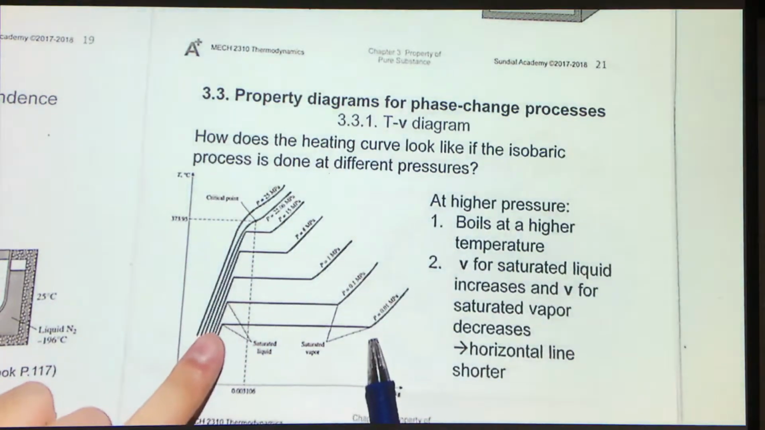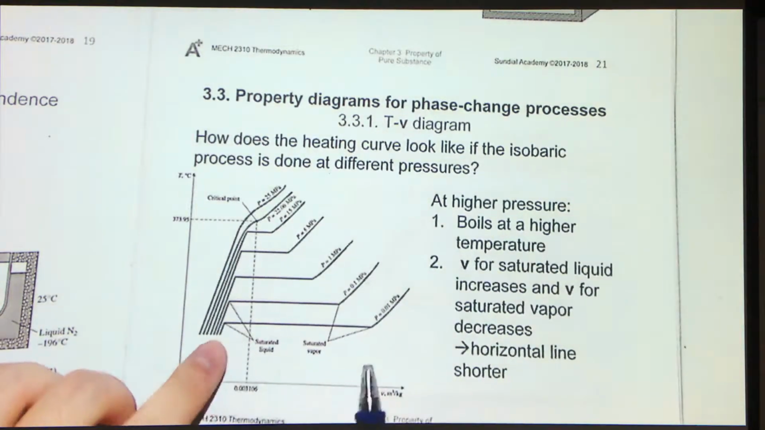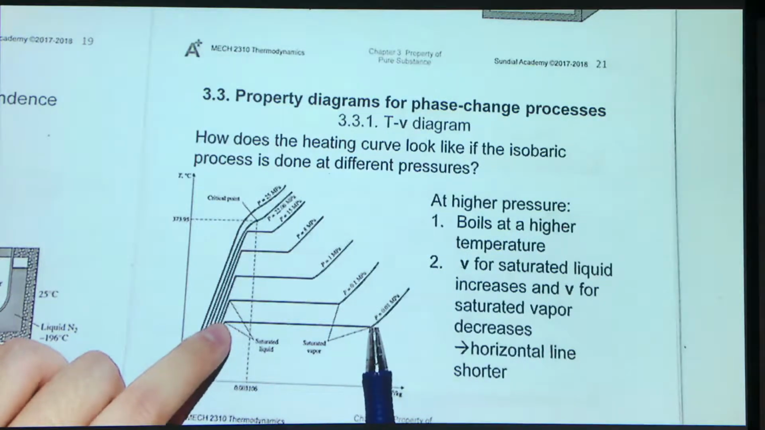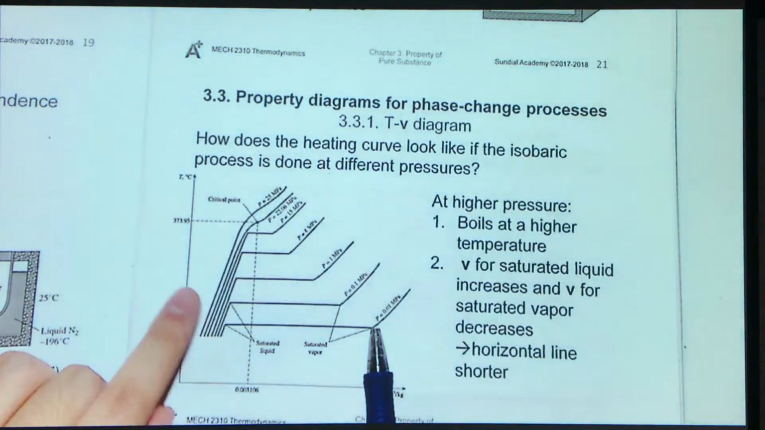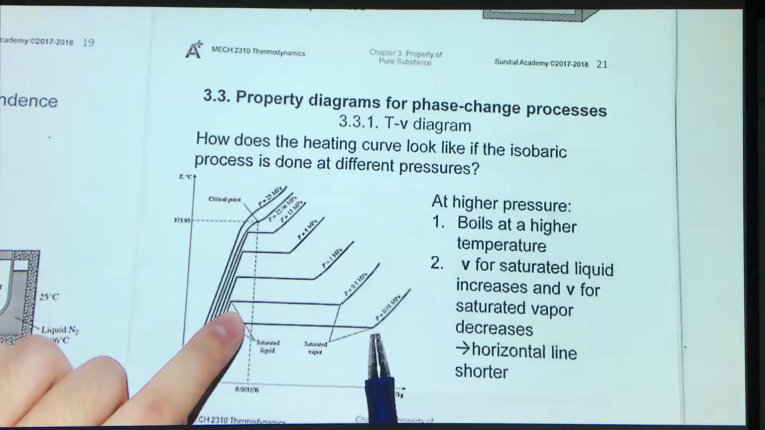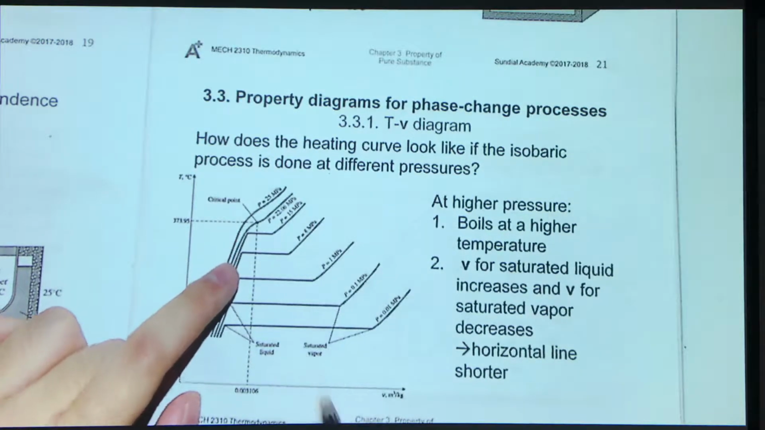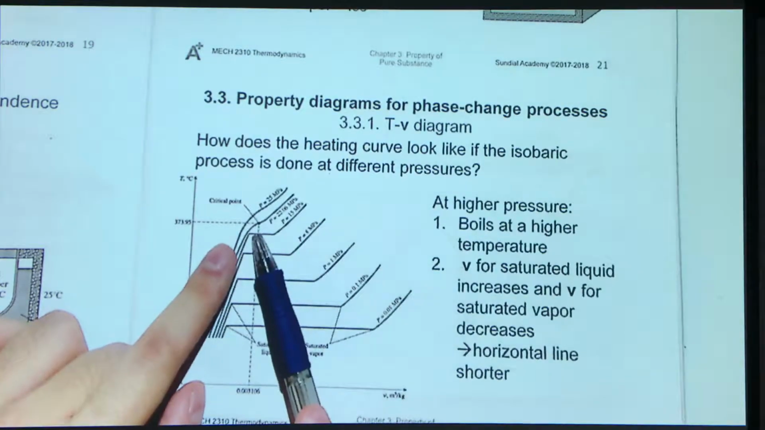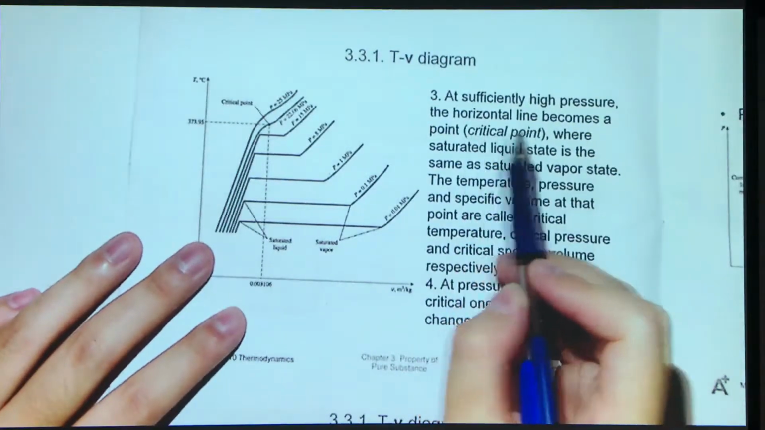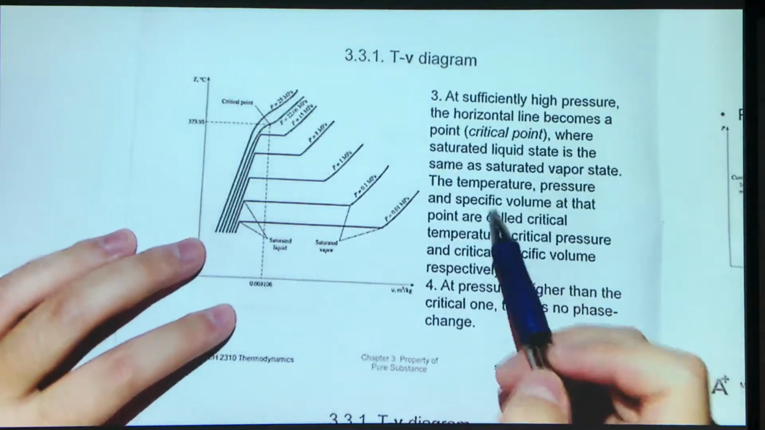And this horizontal line would get shorter and shorter. At a low pressure, this line is much longer, but if you increase the pressure, the specific volume of a saturated liquid increases. It gradually moves to the right, and this point, which is the state of a saturated vapor, moves to the left. So we will get a smaller and smaller line. And finally, it will shrink to one point. This point is what we call the critical point. Here, the saturated liquid state would be the same as the saturated vapor state.